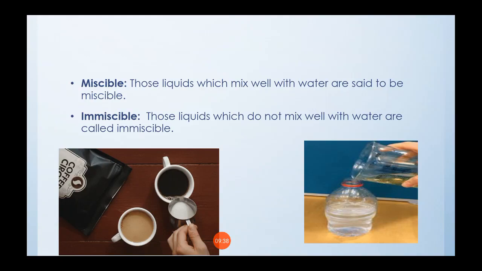Immiscible: those liquids which do not mix well with water are called immiscible. We know that oil is a substance which does not mix well. We can't mix it. If you pour some oil in water, what will happen? It doesn't mix. We can't mix oil and water.